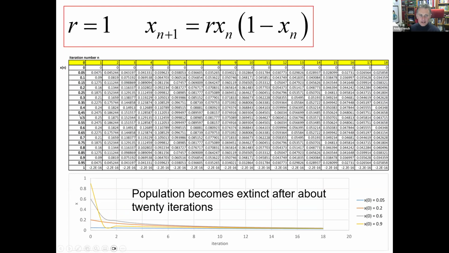So when x equals 1 or x equals 0, this is the iteration number, so different columns, then you can clearly see that that's 0. So, all the bunnies die. What about between x equals 0.05 and x equals 0.95?